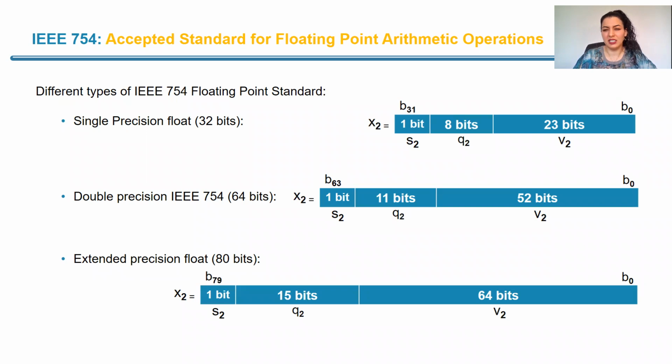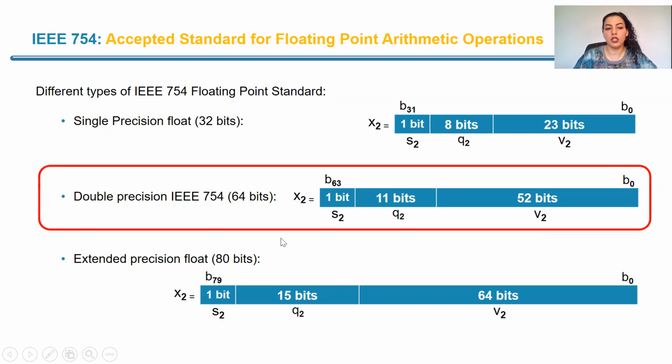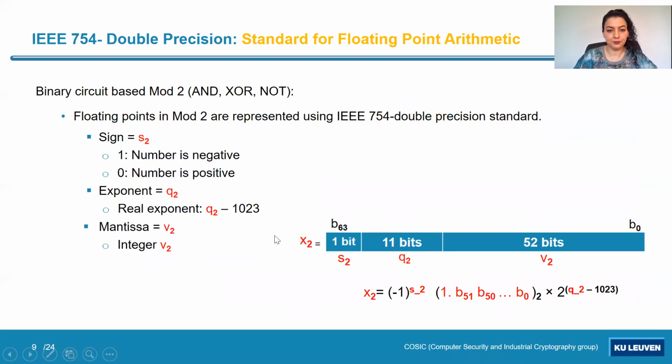They differ basically in their sizes. For example, single precision float has 32 bits, double precision has 64 bits, and extended precision float has 80 bits. We are using double precision in our paper. In this representation, we have a single sign bit, which if it is 1 shows the number is negative, and if it is 0 shows the number is positive. It is followed by 11 bits of exponent, and at the end we have 52 bits of mantissa.